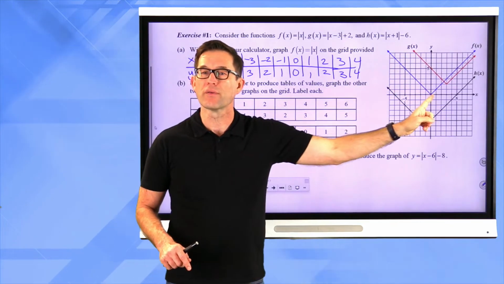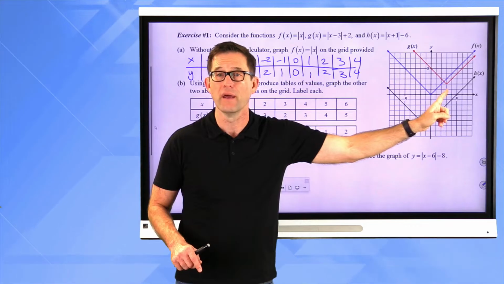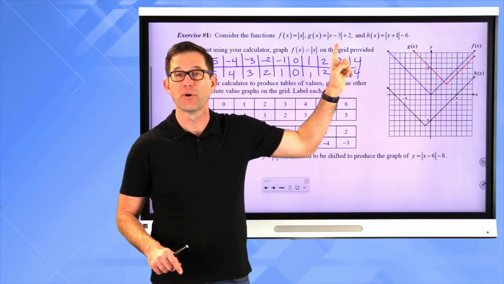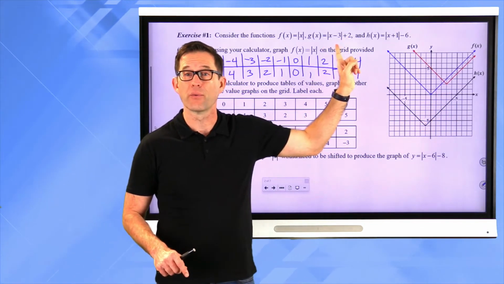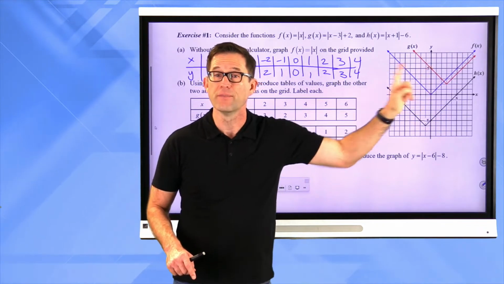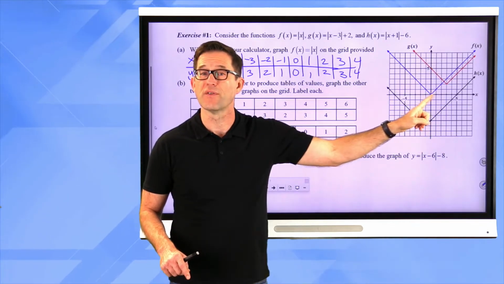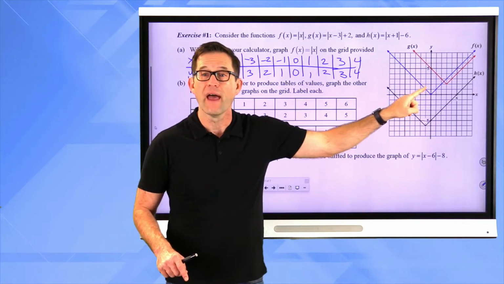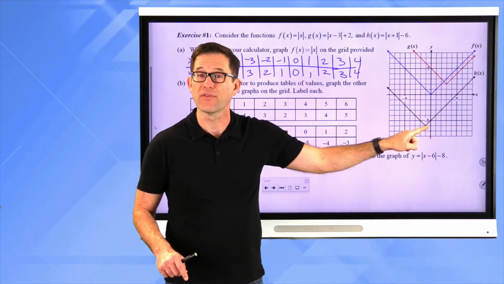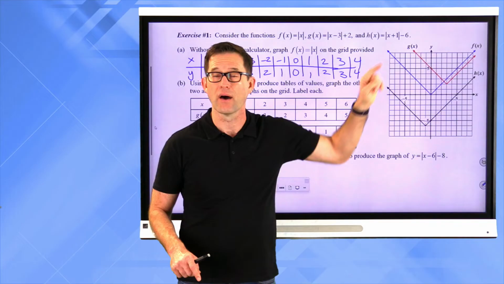And it's pretty clear that what's happened to f of x is that we've shifted it 3 units to the right and 2 units up to produce g. We've shifted it 3 units to the right and 2 units up to get the graph of g. Likewise, taking a look at the graph of h, it's very obvious that we've shifted that 1 unit to the left and 6 units down to get the graph of h. 1 unit to the left and 6 units down.